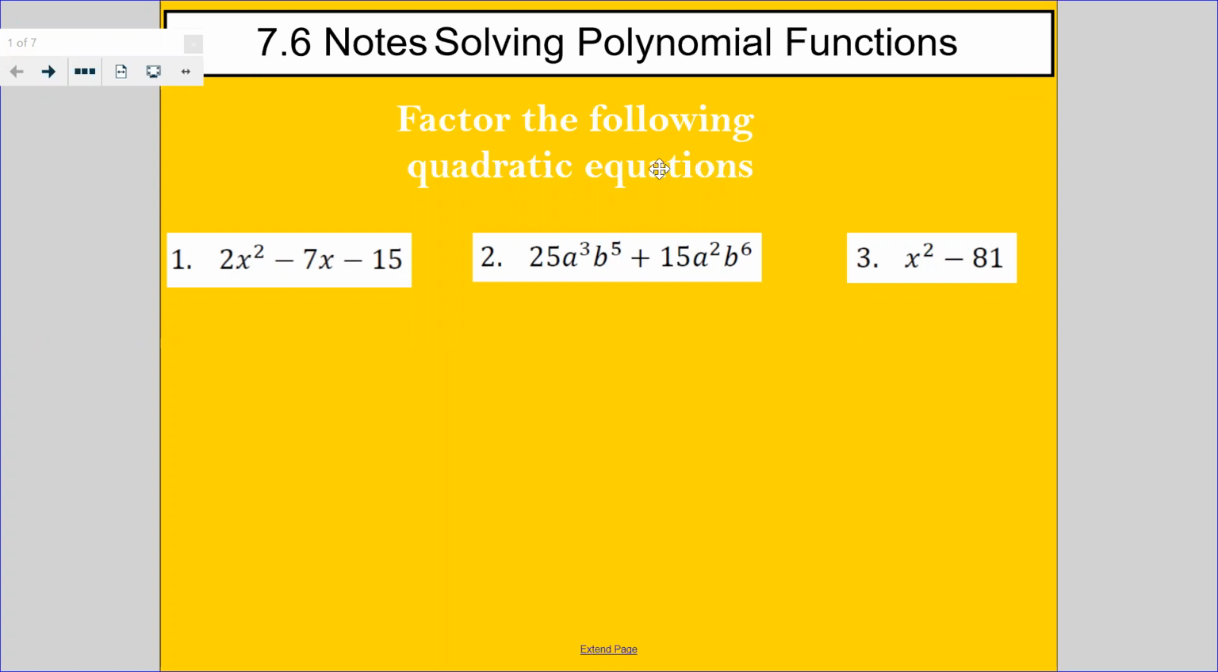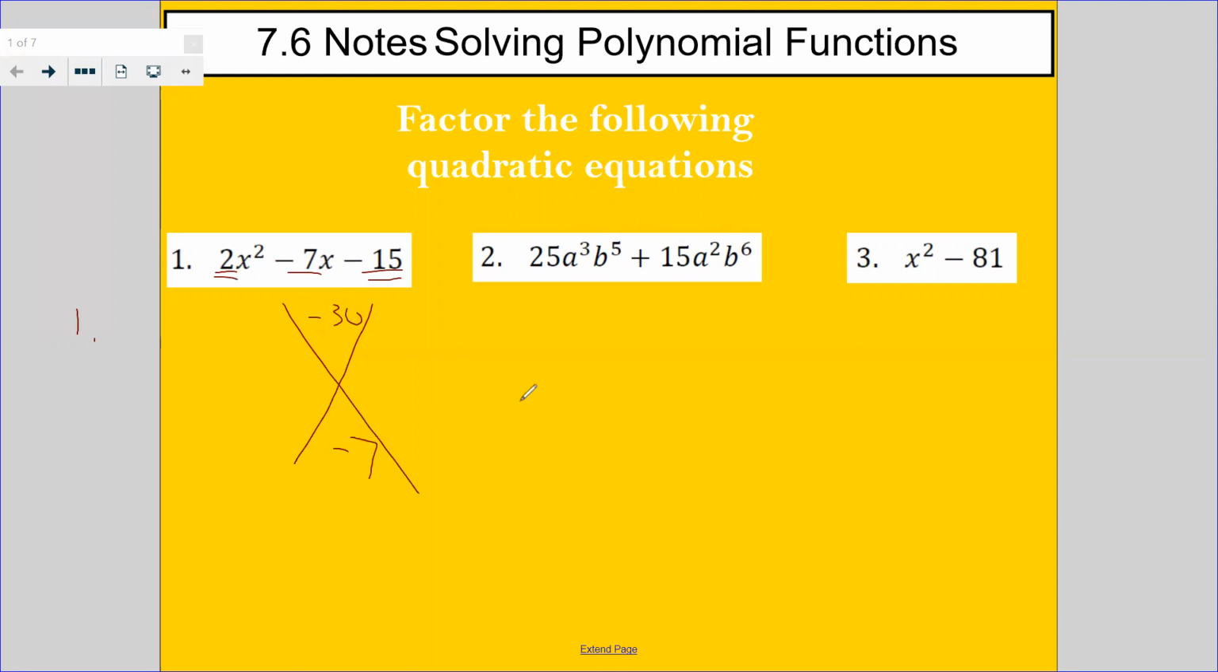So first, let's look at this example over on the side, 2x squared minus 7x minus 15. And I'm going to review this using the X method. So remember, I'm going to draw that X. The top number is when I take this value and multiply it by the last value. So 2 times negative 15 is negative 30. And the middle number, negative 7, is what goes on the bottom.